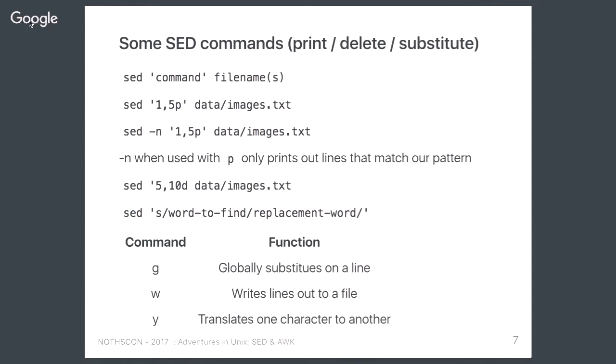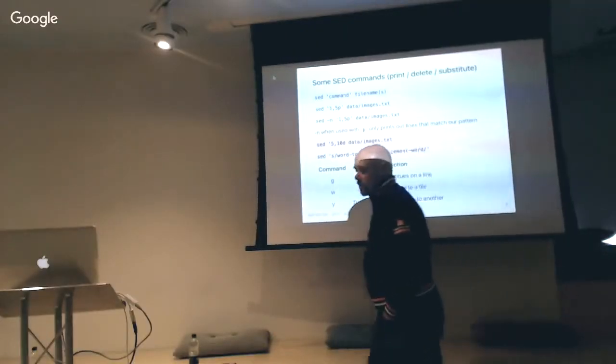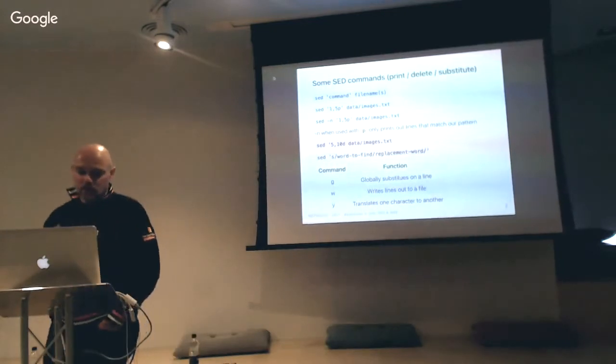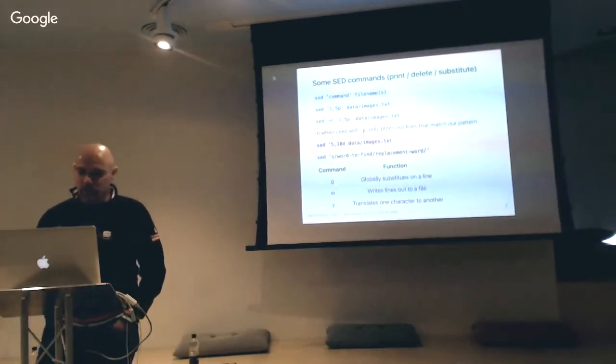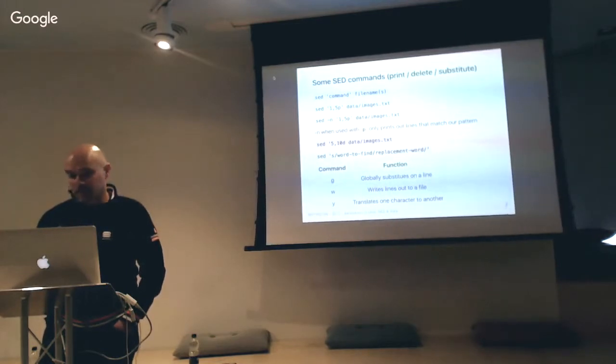What about if we want to search for particular words? So we can use S for substitute. And so we're going to look for a word to find, or some words to find, and we're going to replace them with the replacement word. Now, some of the other commands you can put after the replacement word. So basically here, a G, which would be a global substitution. You can put W and give it a file name. And you can also do translations on characters, but you can't use regular expressions for those.